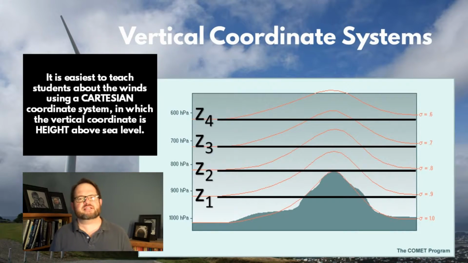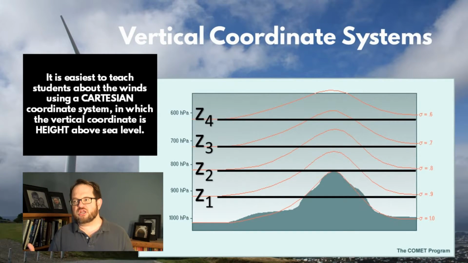The vertical coordinate is a lot more complicated to understand, as to what we want to use to describe the location of, say, an air parcel in the atmosphere. The easiest way to do so would be to use a so-called Cartesian coordinate system, where we describe how far up our air parcel is in terms of how high it is above some reference level, typically like sea level or something like that.